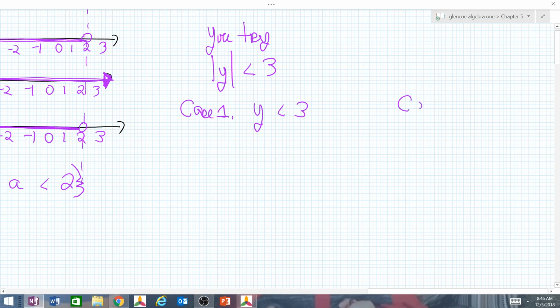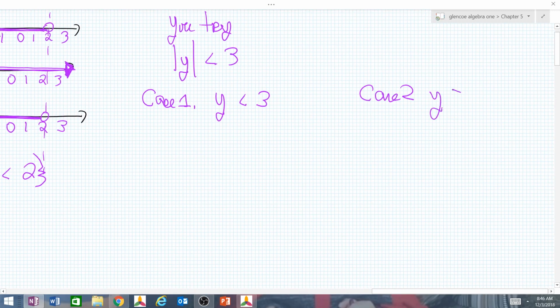Who could tell me what case 2 is? What's case 2? Case 2, 2 changes. Thank you. There you go. You flip the sign and you change it. Okay, y is less than 3. Let's graph it. Y is greater than 3. Let's graph it, and let's graph our solution.